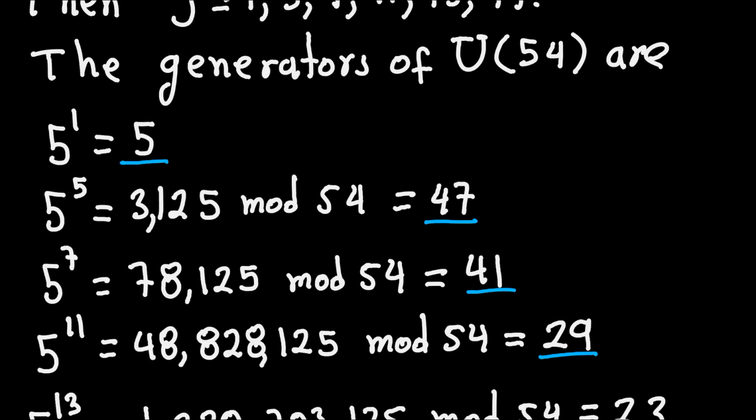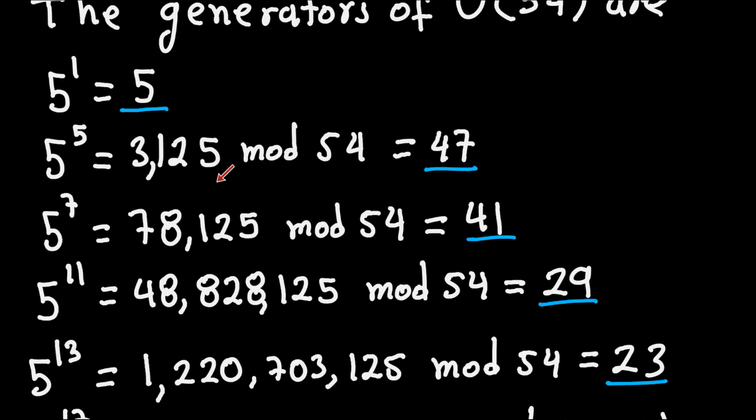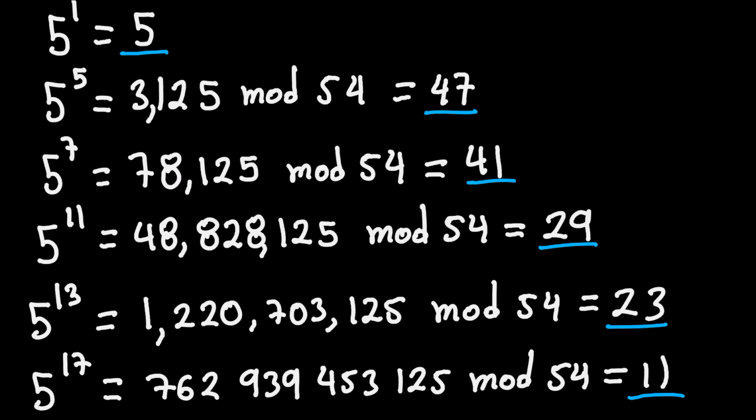The same thing you would do with the other ones. So you're going to do it for 7, 11, 13, 17, taking powers of the original generator, and always do modulo 54, because that is the binary operation in the group here. So for the 7, you get this number, modulo 54, you get 41. Exactly the same thing for the 11th power, 5 to the 11, which gives you this number, modulo 54 equals 3.